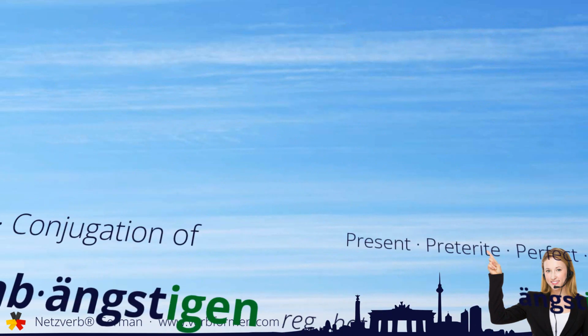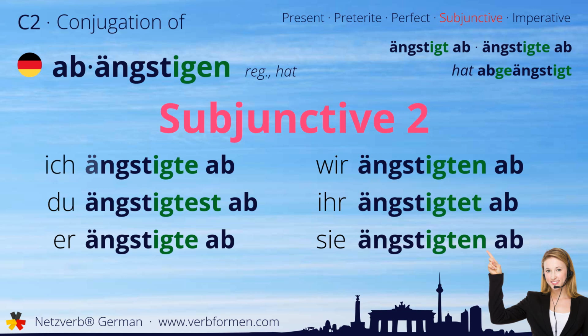Now we move on to the subjunctive two. Ich ängstigte ab. Du ängstigtest ab. Er ängstigte ab. Wir ängstigten ab. Ihr ängstigtet ab. Sie ängstigten ab.